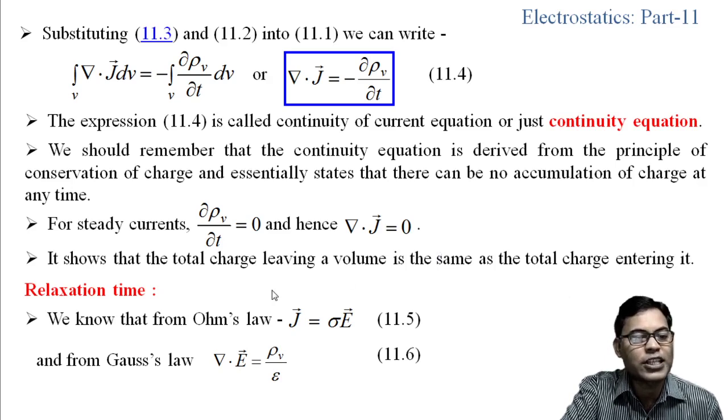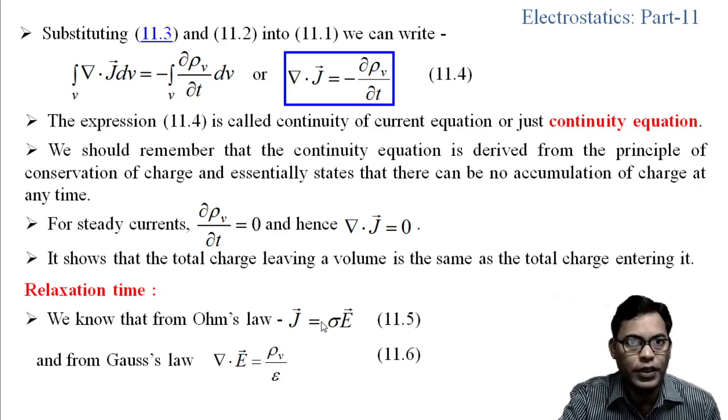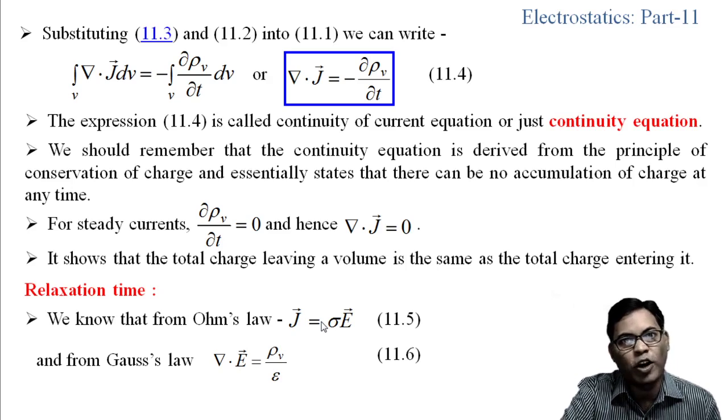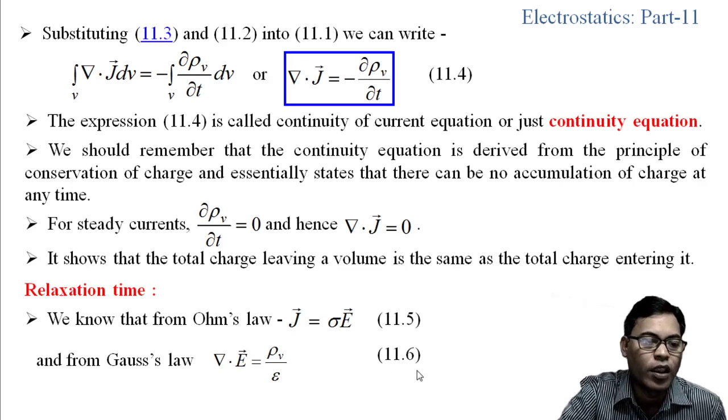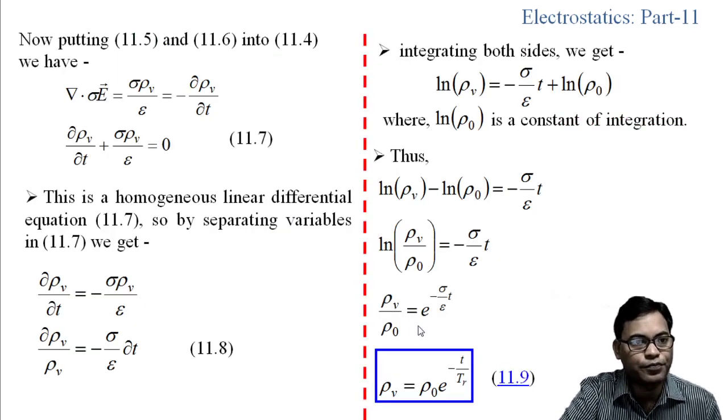So here, to derive the relaxation time, first we are going to consider the point form of Ohm's law, that is J equals sigma E, expression 11.5, and the Gauss law, which we know, that is del dot D equals rho V and D equals epsilon E. So del dot epsilon E equals rho V, or del dot E equals rho V by epsilon. That is expression 11.6, Gauss law. So Ohm's law and Gauss law are represented by equations 5 and 6.